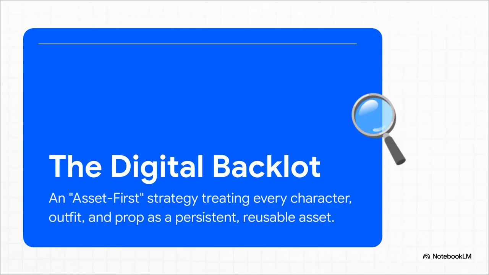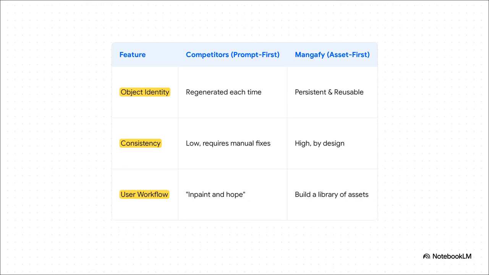And that's the digital backlot. It's an asset-first strategy. You're not just generating random scenes anymore. You're building a digital props department. That wedding dress, it's now a persistent, reusable asset. That hero's unique sword, it's an asset. It's exactly like how a real movie studio has a backlot with costumes and props ready to go for any scene.